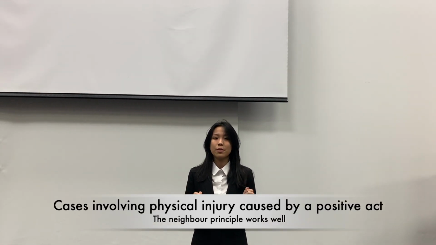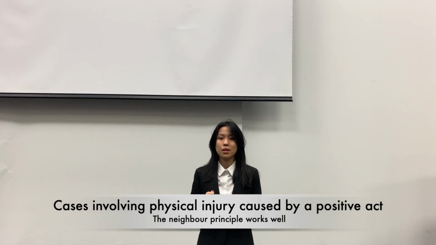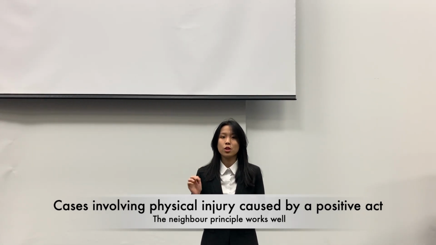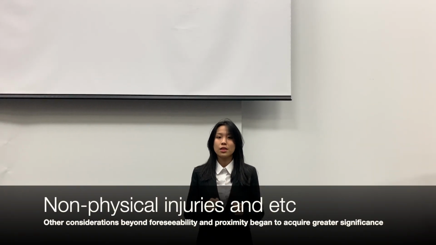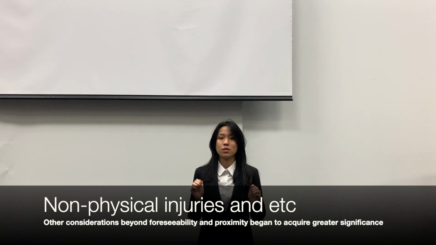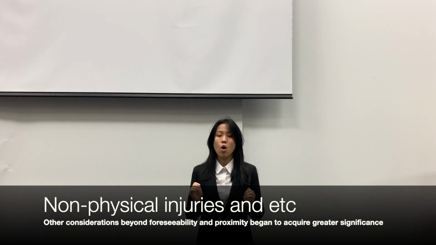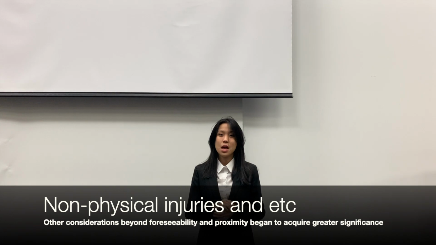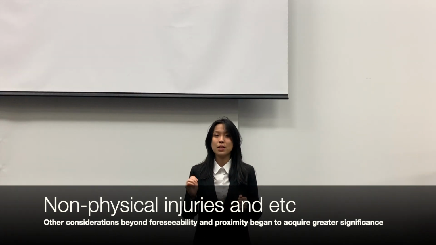In cases involving physical injury caused by a positive act, the neighbour principle will still work pretty well, because those are the cases where foreseeability and proximity will, in most cases, get you home. Once we stray outside the spheres into liability of non-physical injuries or for omissions or for the conduct of third parties, other considerations beyond foreseeability and proximity begin to acquire greater significance. In those cases, Donoghue stands as a foundation stone upon which much more has been built.